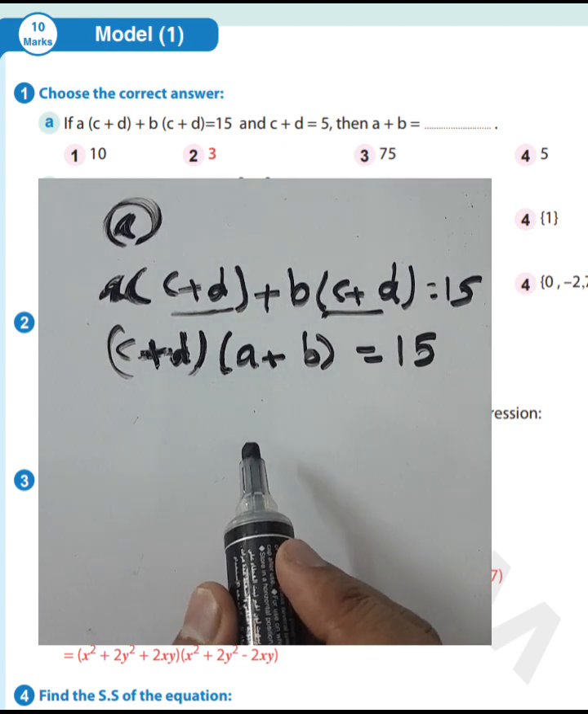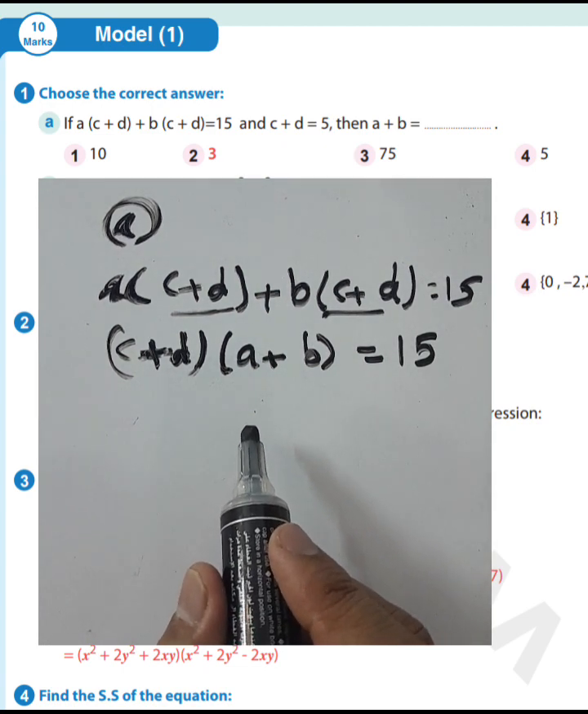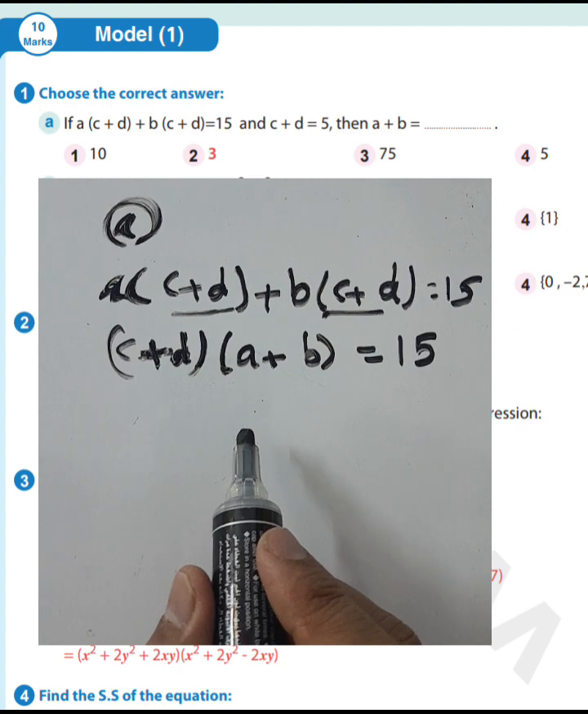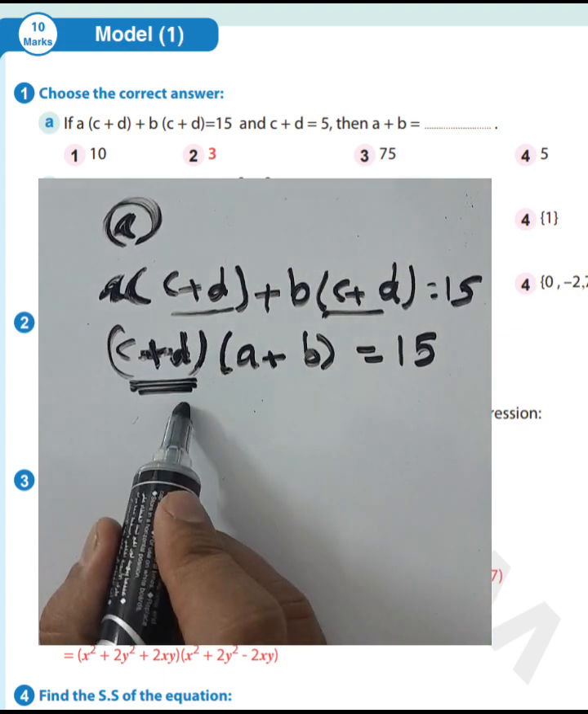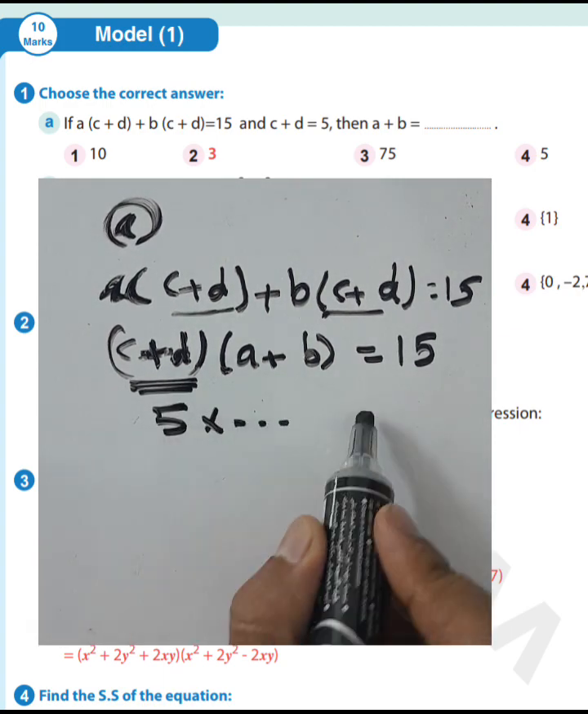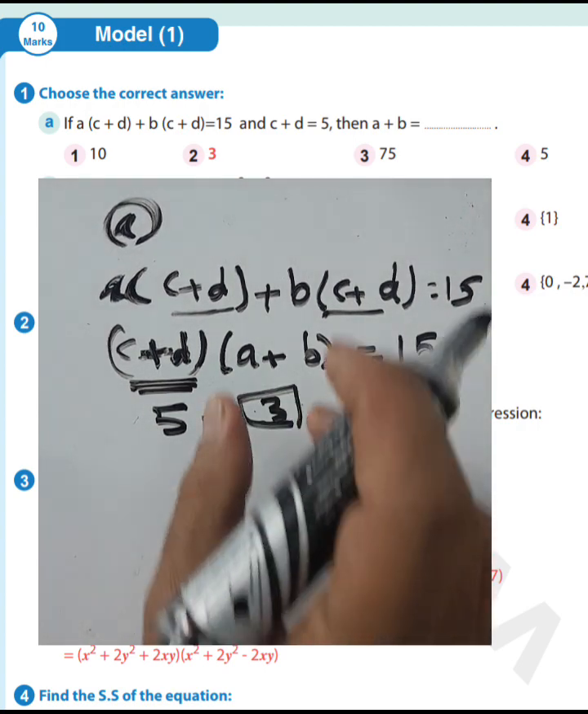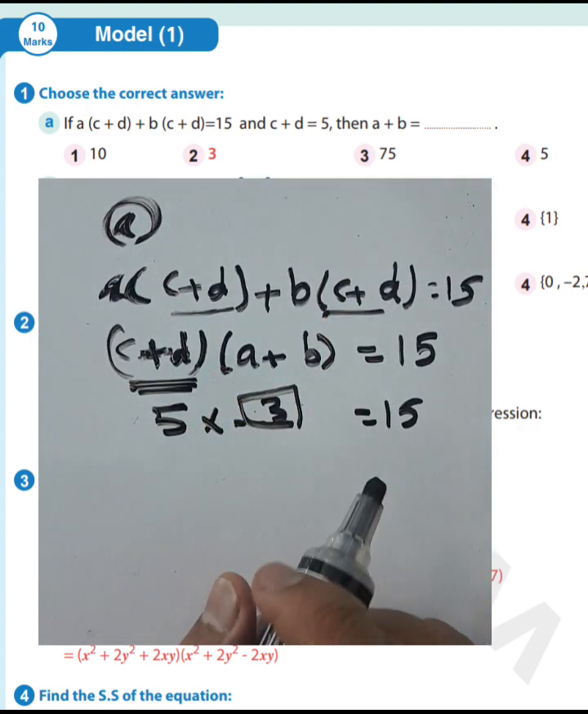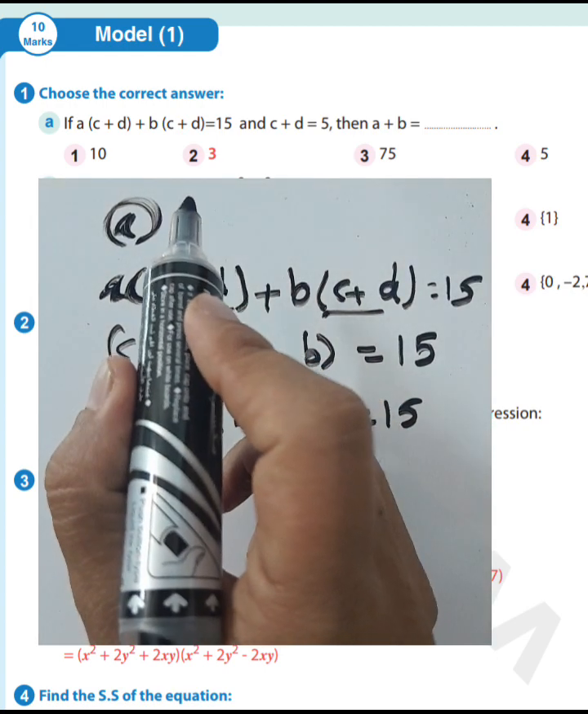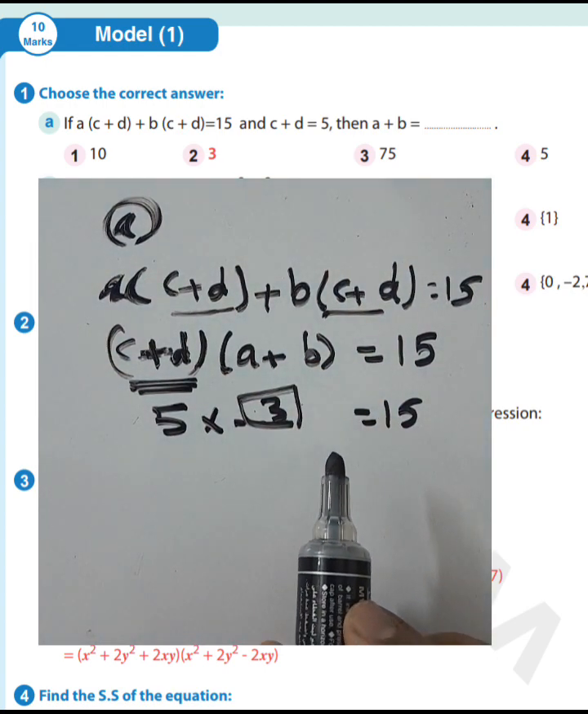He gives us the example here, C plus D equals 5. He tells us C plus D was 5. Then 5 product by what equals 15? 5 product by 3. Then the sum of A plus B will be 3. The result will be choice number 2 here. The result will be 3.